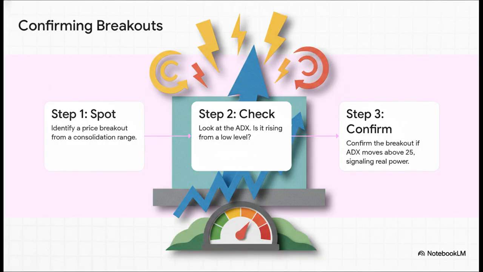This is where ADX becomes your filter. So step one, you see the price breakout. Now before you do anything else, you glance down at your ADX. If you see the ADX also waking up, rising, and crossing that 25 line, that's your confirmation. That tells you there's real power behind this move. But if the price breaks out and the ADX is just sitting there flat and low, that's a massive red flag. It's screaming, warning, this could be a fake out.